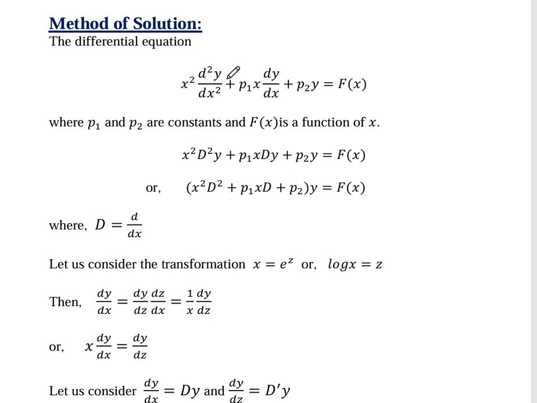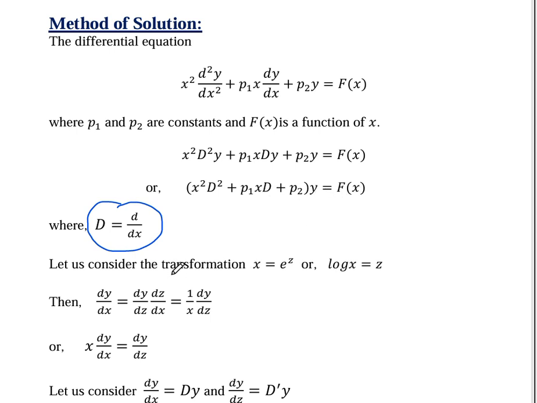So here x squared d2y/dx squared plus p1 x dy/dx plus p2 y equal to f(x), where p1, p2 are constants and f(x) is a function of x. Actually we are taking D equal to d/dx. Since we have a second order equation, we can write x squared D squared y plus p1 x D y plus p2 y equal to f(x). After taking y common from the left hand side, we have (x squared D squared plus p1 x D plus p2) y equal to f(x).